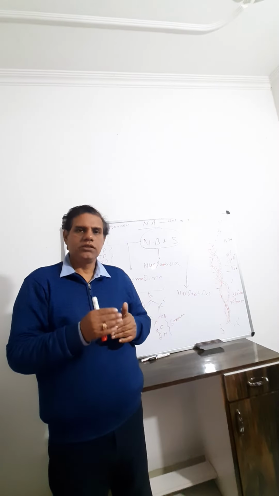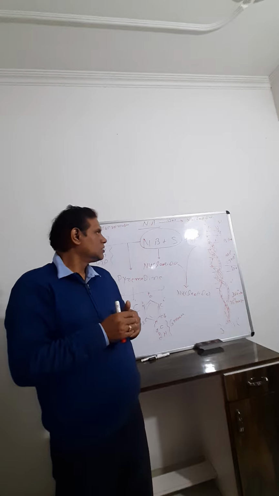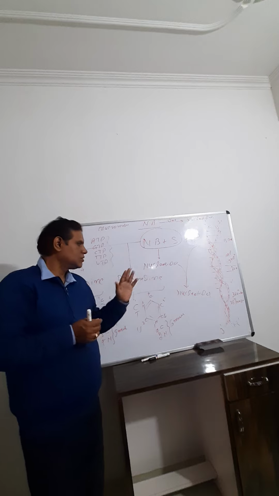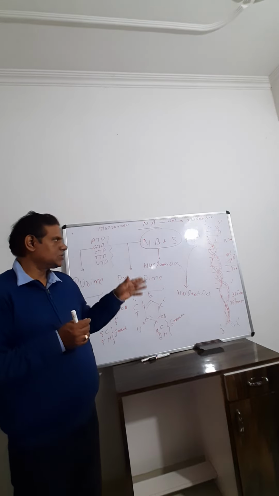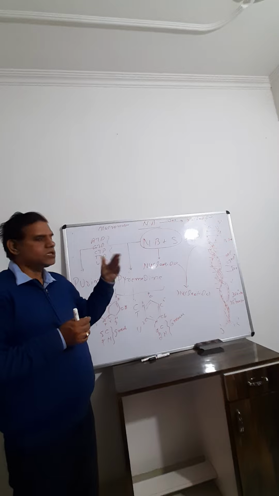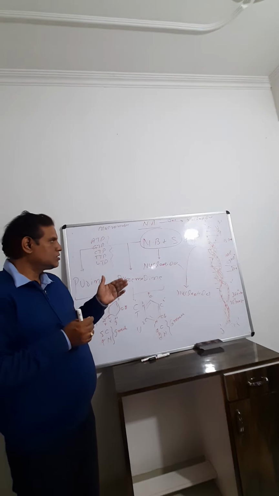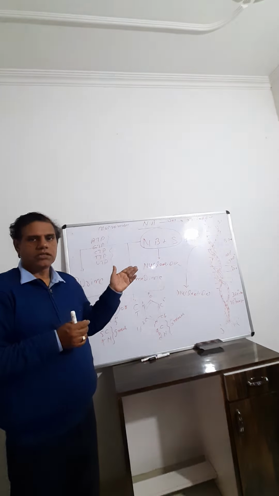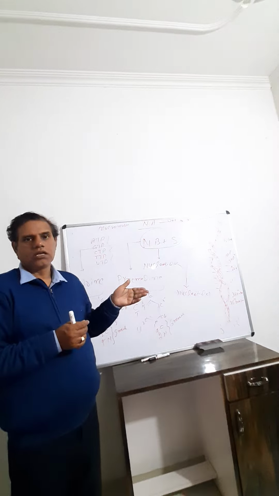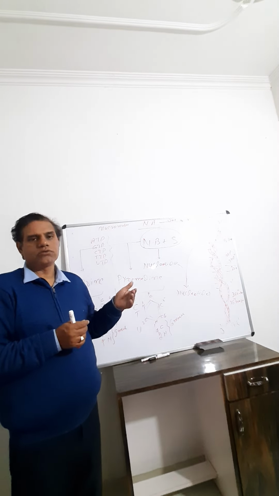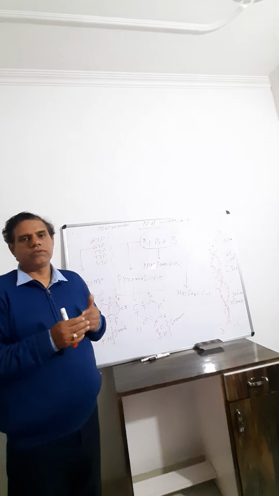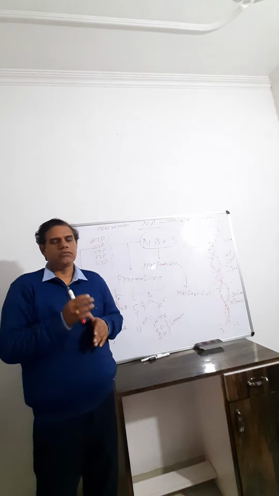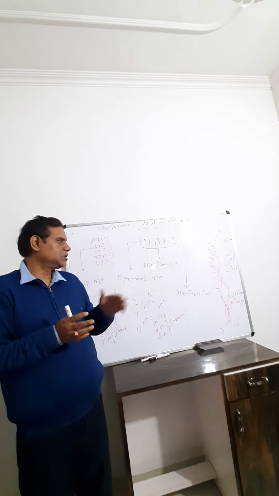cDNA, that is complementary DNA, is present in retroviruses. pDNA is palindromic DNA. So the most common DNA is B-DNA, according to Watson and Crick, and it follows Chargaff's rule. Chargaff's rule means adenine is equal to thymine, because adenine combines with thymine, and C is equal to G, and total purine, that is adenine plus guanine, is equal to total pyrimidine, cytosine plus thymine, and A plus T is not equal to C plus G. So these are the rules of Chargaff. So this is called Chargaff's rule.